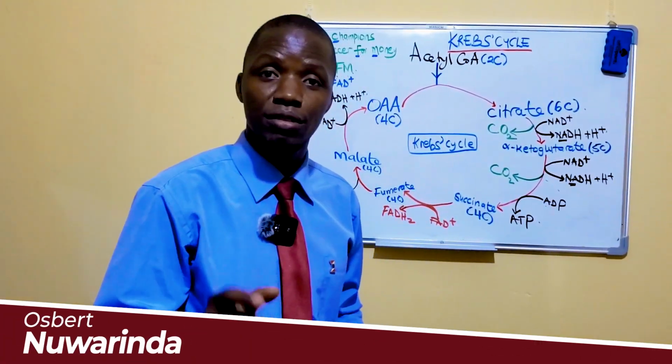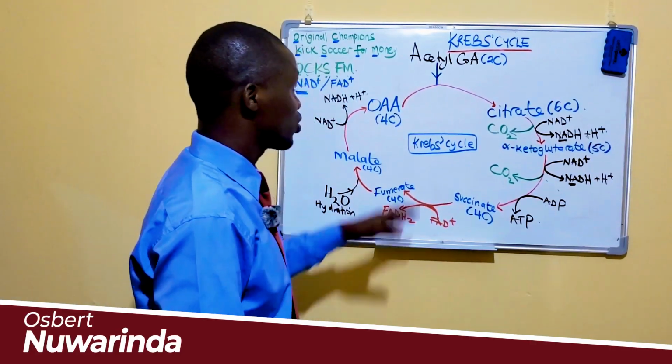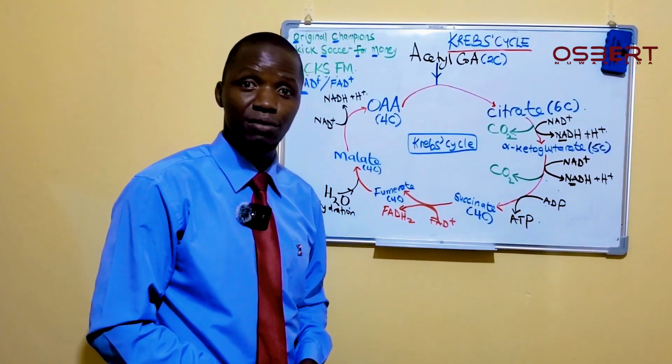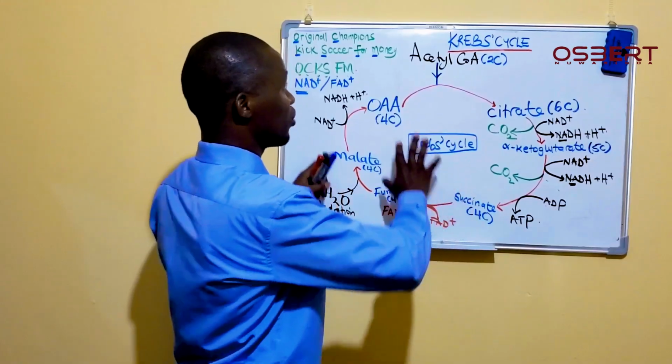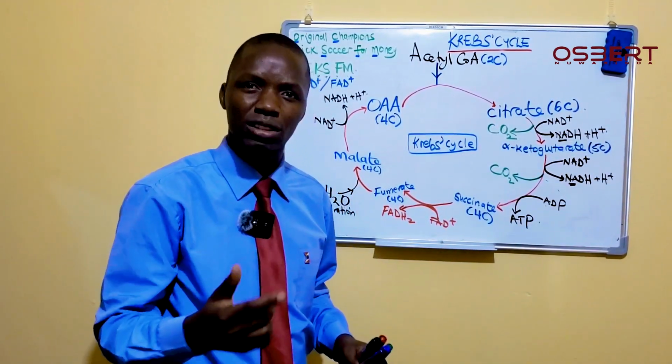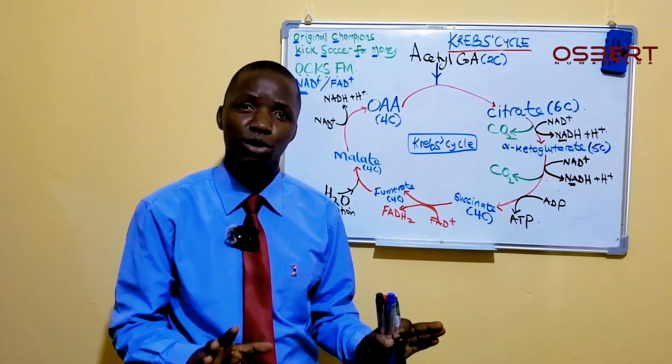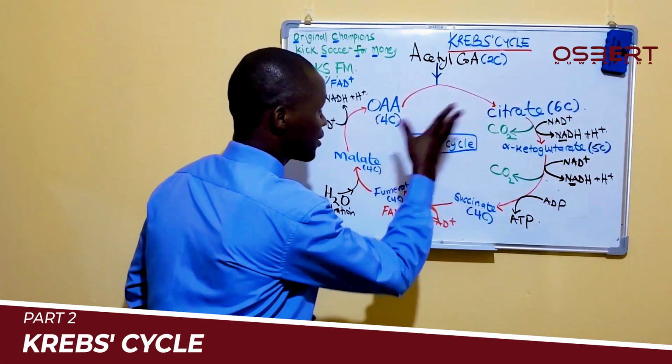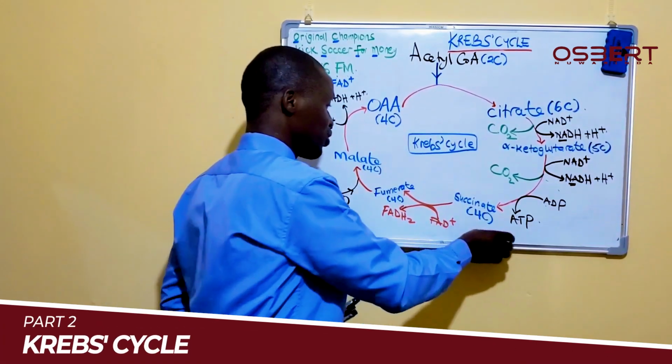Now, in this video, we want to make conclusions on this Krebs cycle. In the previous video, we were able to see how we generate this Krebs cycle step by step. So in this video, we want to just make some small conclusions about this Krebs cycle. And what are these conclusions?